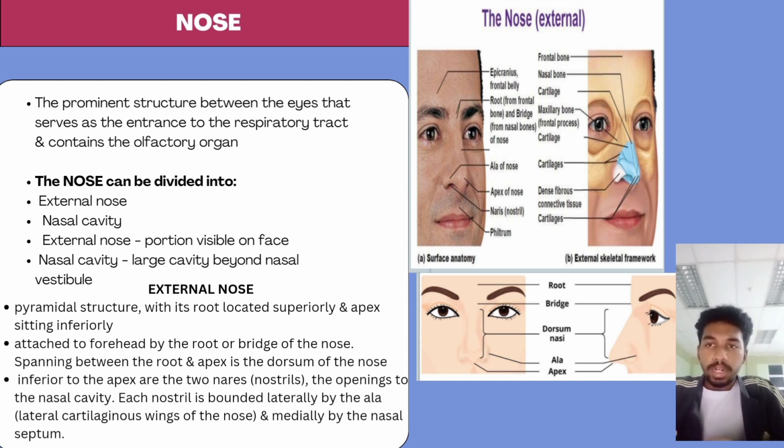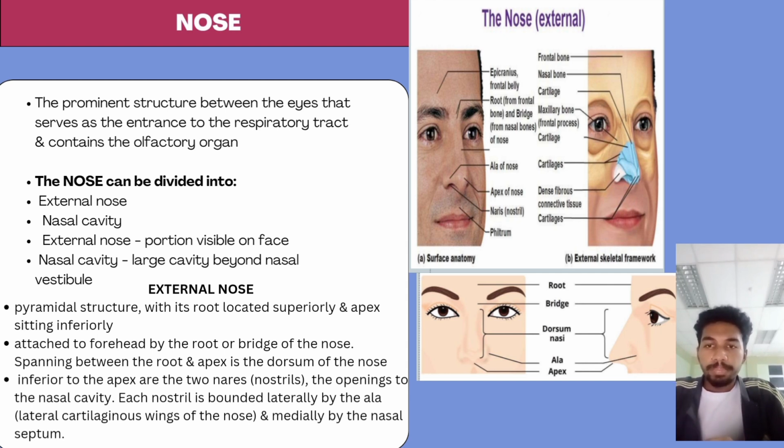The nose is the prominent structure between the eyes that serves as the entrance to the respiratory tract and contains the olfactory organ. The nose can be divided into the external nose and the nasal cavity. The external nose is the portion visible on the face, so it is basically this one. The nasal cavity is inside the nose, the large cavity beyond the nasal vestibule. So let us go through the external nose.